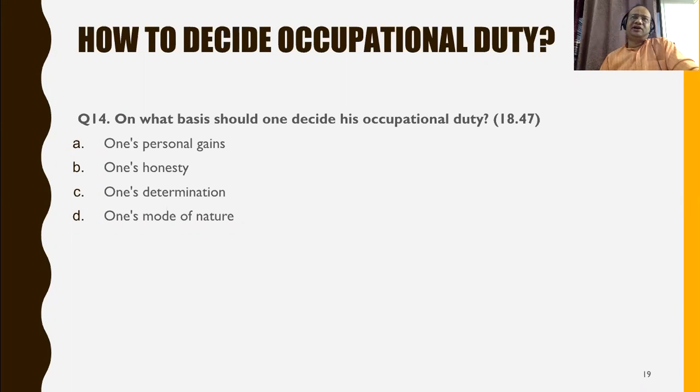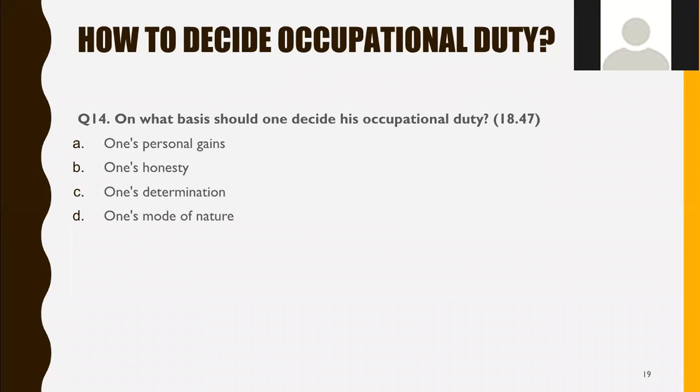Mode of nature means if you are in passion or passion and goodness, then it is better to take Kshatriya kind of activities. If you are in goodness, better to take Brahmanical activities. So, Shreyan Swadharmo Gunaha.